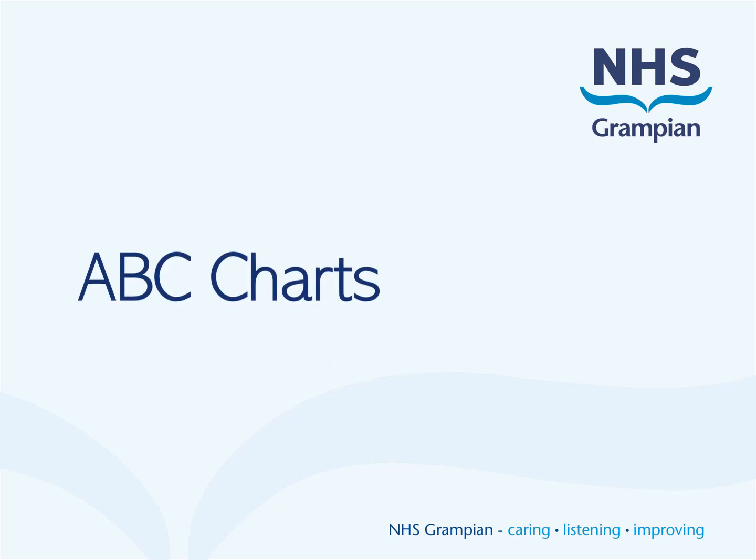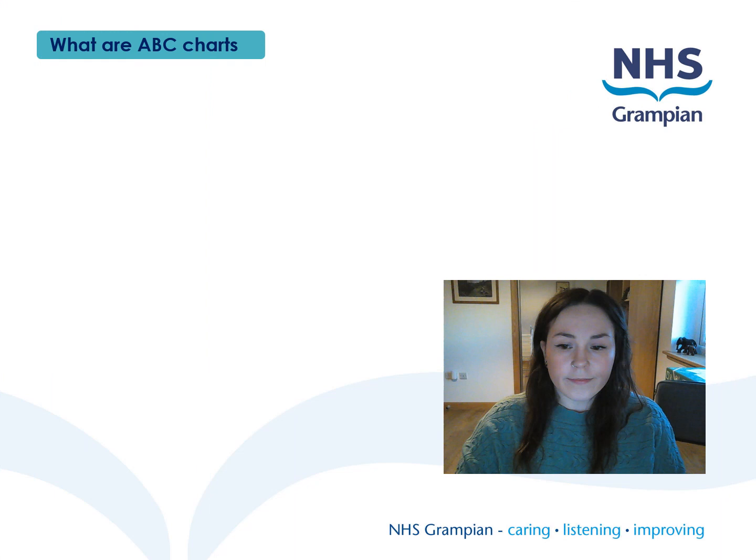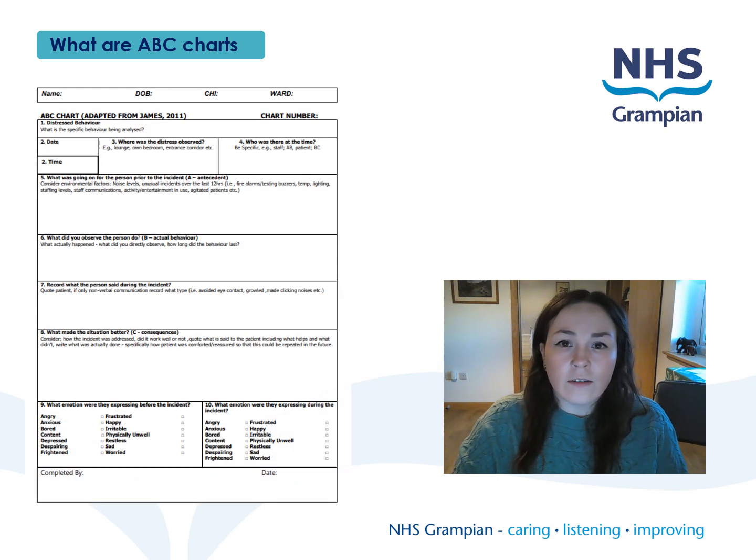This module is ABC charts. ABC charts are a method of recording and reflecting on behaviours, vocalisations and emotional expressions of a person with dementia. Here's an ABC chart on the screen. They allow mental health or stress and distress practitioners to analyse behaviours which can then provide answers or theories about the cause of a person's behaviour.